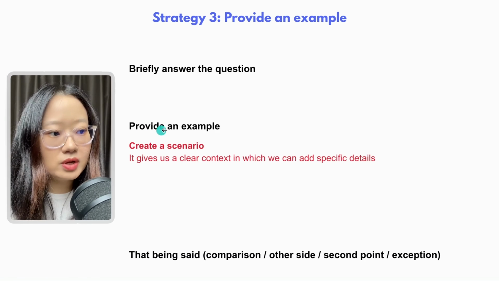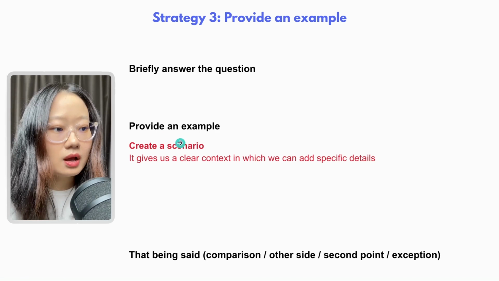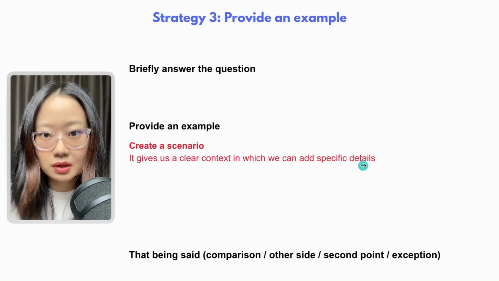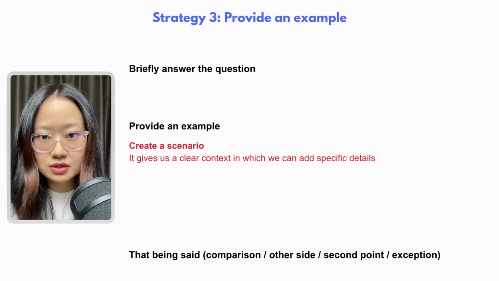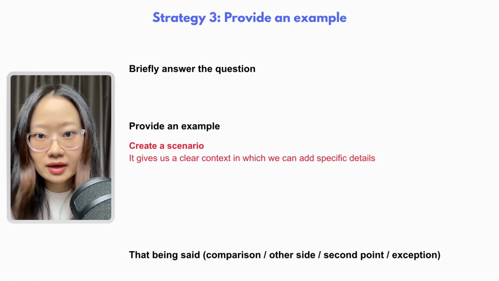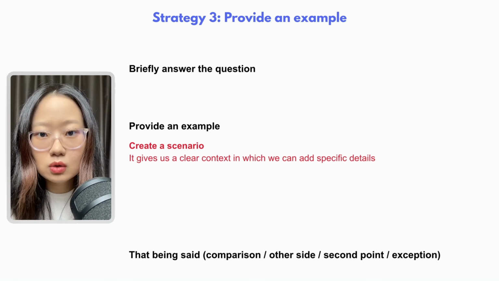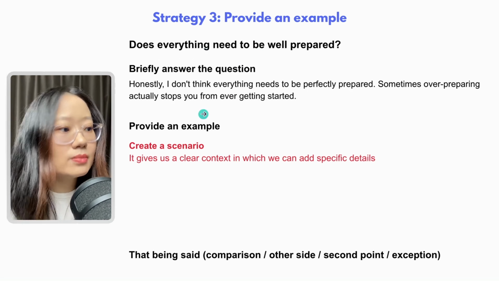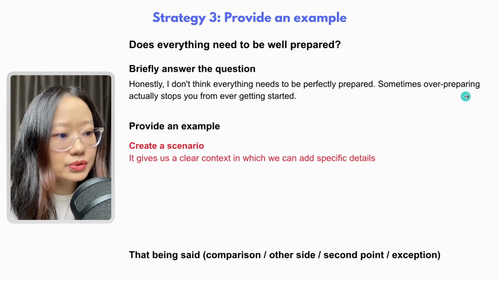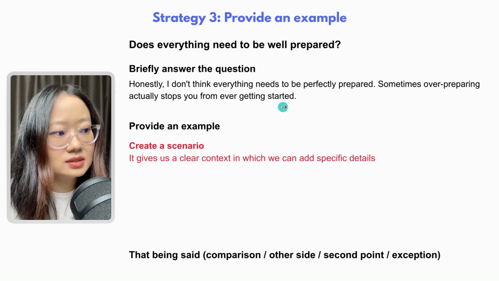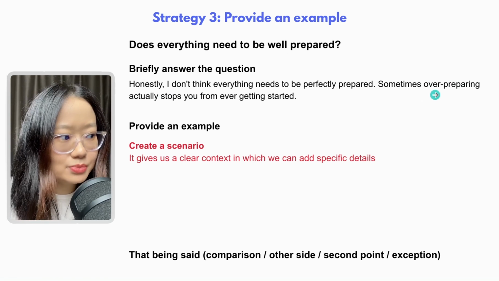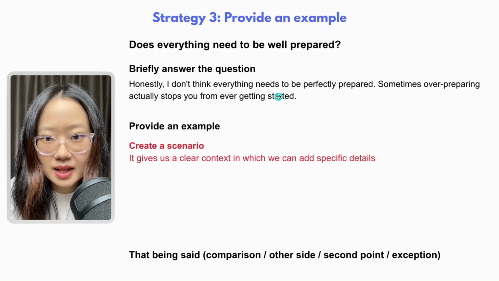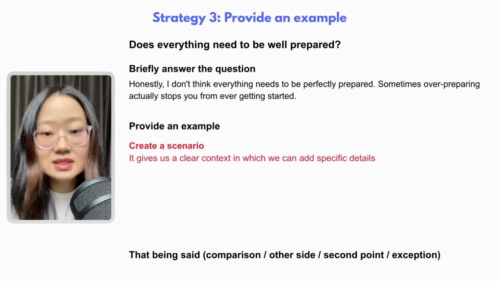The fourth way to build an example is to create a scenario. A scenario gives us a clear context in which we can add specific details. If we only talk about general ideas without putting them into a context or a scenario, it's very difficult to give a long answer. For example, does everything need to be well prepared? We may say no, because sometimes over-preparing actually stops you from ever getting started. But why would too much preparation stop someone from getting started? This is very difficult to explain without a clear context or scenario.